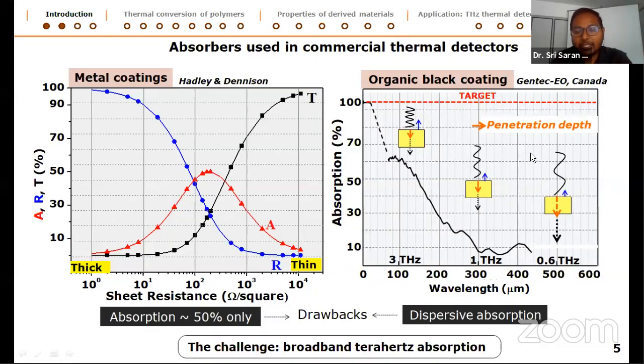On the other hand, if you look at organic black coatings as a function of the wavelength, they are very dispersive through the spectral range. If you take an organic coating, the target of the black coating should be like this, like the red line. It must be flat, broadband and absorbing. Whereas we have a dispersive spectrum, it depends on the wavelength that we use. So the penetration depth changes with the incident radiation. The longer the wavelength, the deeper it can go. So we have to find a material that is broadband absorbing. So this is the challenge behind this work.